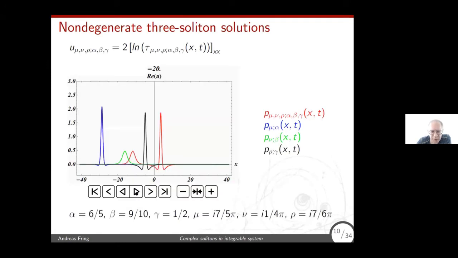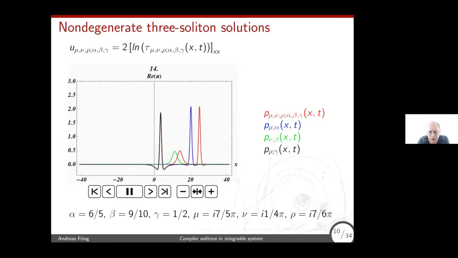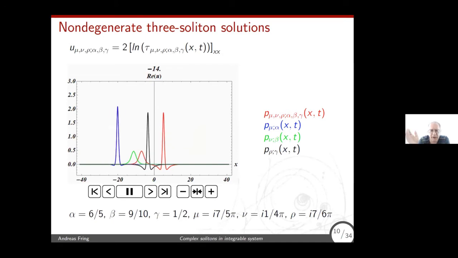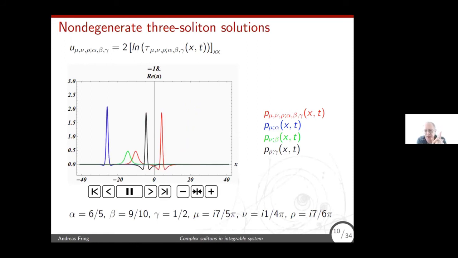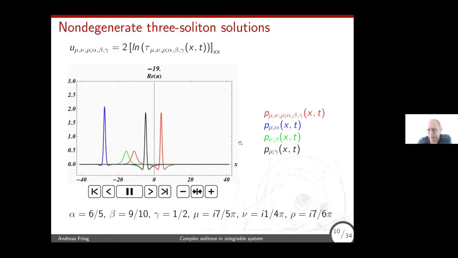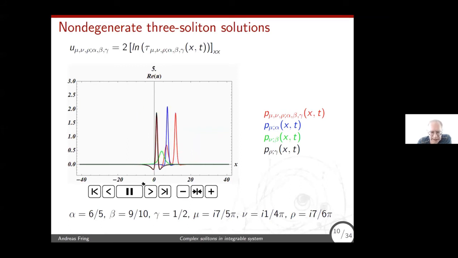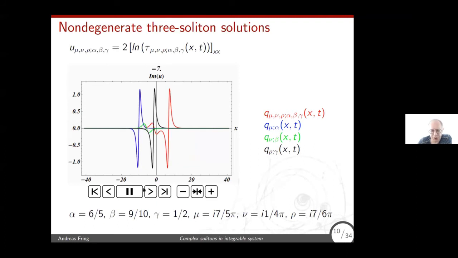What about three solitons? Now I compare a three-soliton solution with three one-soliton solutions. And now we have different types of shifts. The particle with speed alpha can scatter with the particle of speed beta. It can scatter with the particle of speed gamma, and also beta can scatter with gamma. And the same happens also for the imaginary part. The shifts will be just the same.